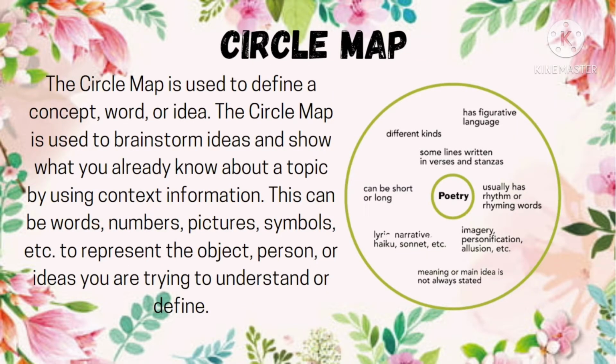The circle map is used to define a concept, word, or idea. The circle map is used to brainstorm ideas and show what you already know about a topic by using context information. This can be words, numbers, pictures, symbols, etc. to represent the object, person, or ideas you are trying to understand or define.